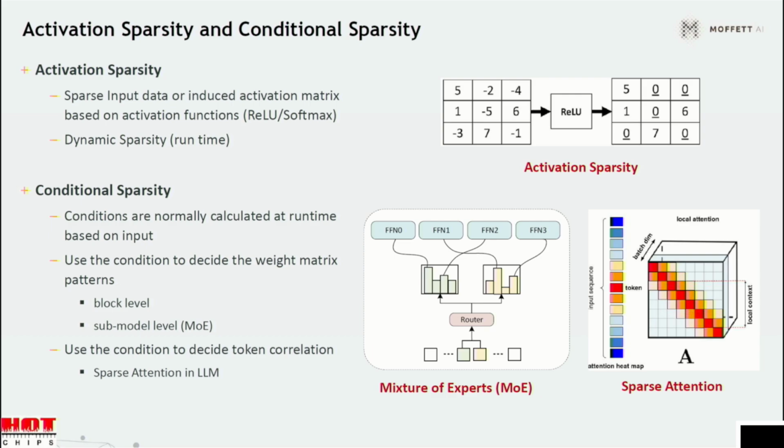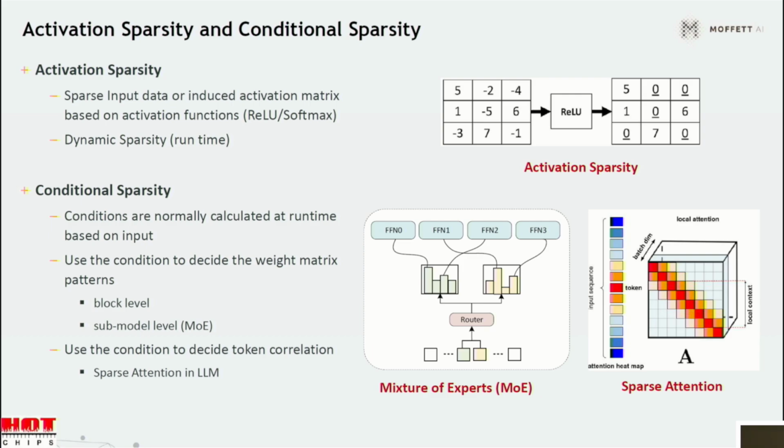Okay, in the previous two slides I talked about the weight matrix, and this is activation sparsity and conditional sparsity. It is a little bit more detailed on the activation sparsity. As we can see here, ReLU or softmax can induce sparsity inside the activation matrix. It's dynamic in nature because it's data dependent; the sparsity is generated at runtime.